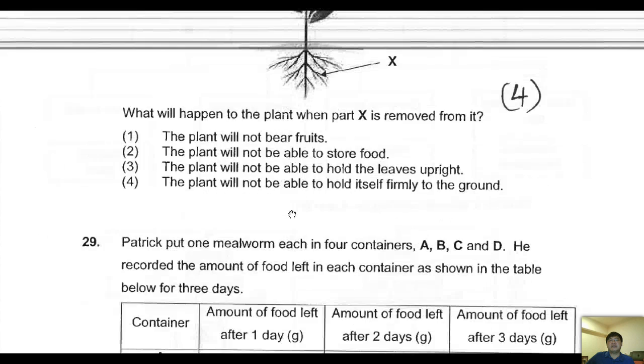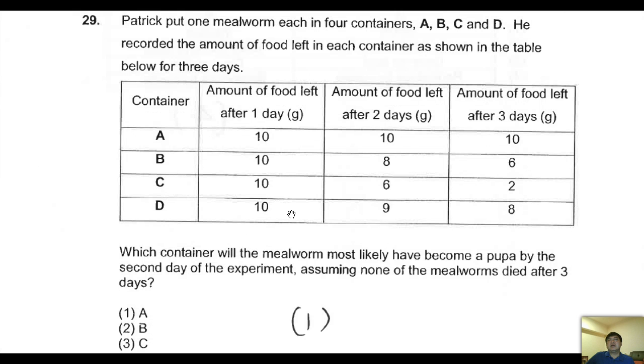Number 29. Patrick put one mealworm each into 4 containers A, B, C, D, and he recorded the amount of food left in each container as shown in the table below for 3 days. Now, very carefully, container A, B, C, D. They started with the amount of food, 10, 10, 10 each. After 1 day, still 10, 10, 10, same amount. Probably the mealworm did not eat first, right?